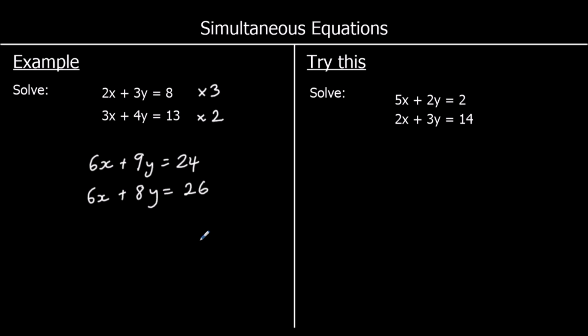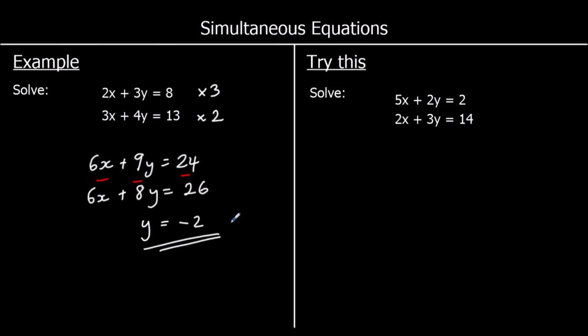I can eliminate them, get rid of them. So 6x take away 6x is nothing. 9y take away 8y is 1y. And 24 take away 26 is negative 2. So y is negative 2.